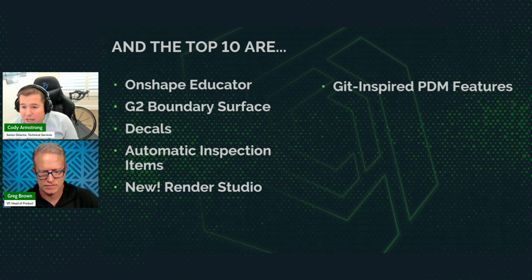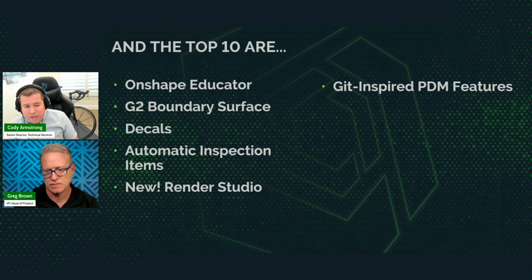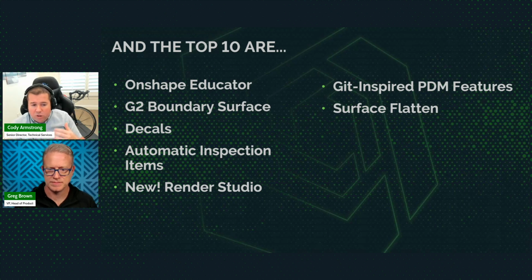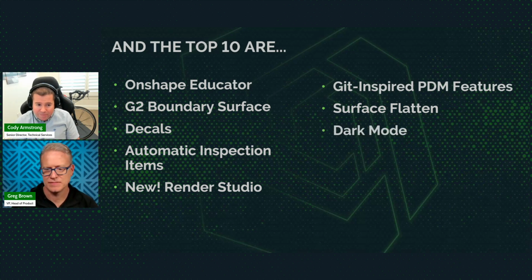The Git inspired PDM features, these are the ones I showed you earlier: workspace protections, merge lines, selective restore, all that kind of stuff falls under the category of Git inspired PDM. And I think that a lot of users really appreciated that for 2024. Surface flatten. Greg had an awesome demo of it with the soccer ball. Lots of different examples for this, something that people have been asking for quite some time.